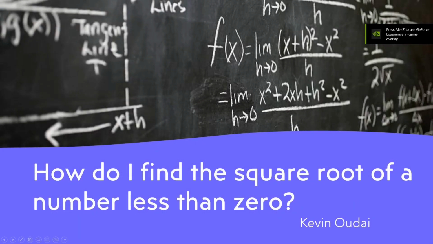You said when the determinant is less than 0, we know we'd have to use complex numbers, but you have to find the square root of the determinant when using the formula. How do you find the square root of a number less than 0?